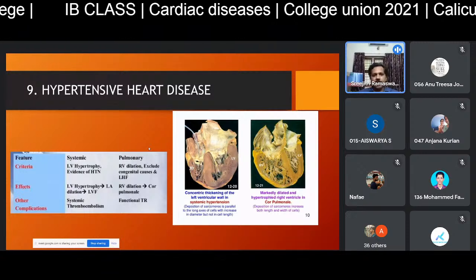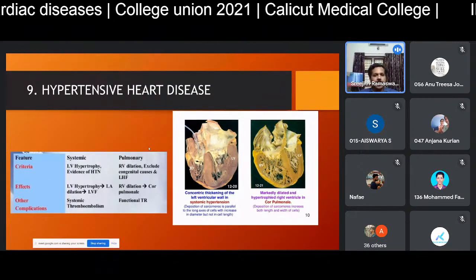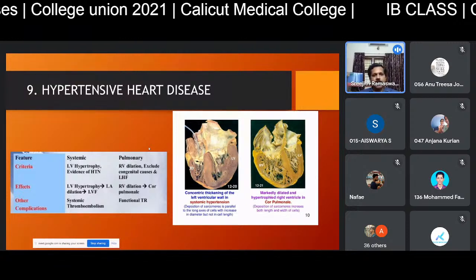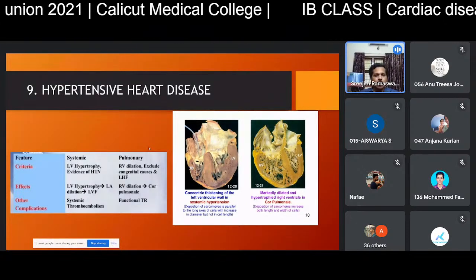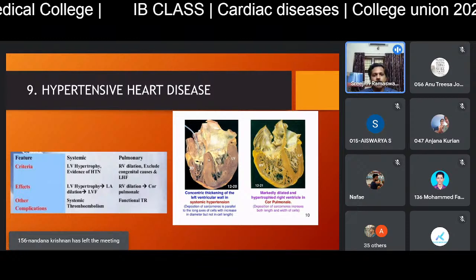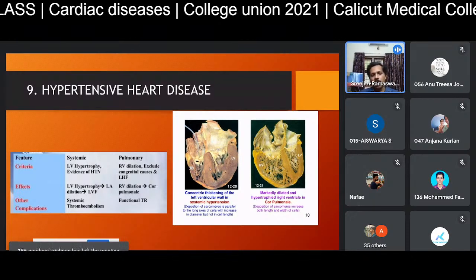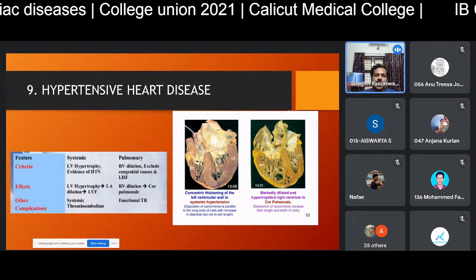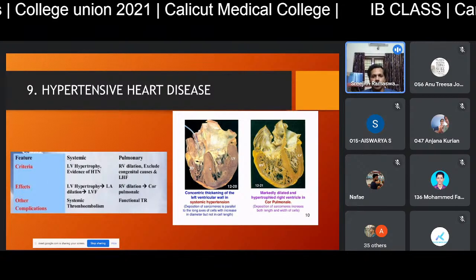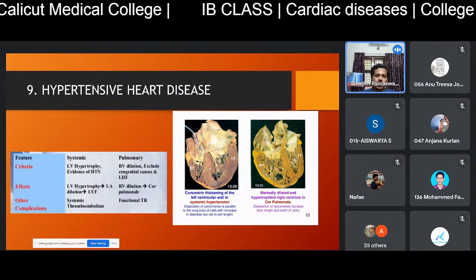Now coming to the next class, that is hypertensive heart disease. Hypertensive heart disease basically can be two types: one is systemic hypertension, as well as pulmonary hypertension. In this picture you can see what happens in systemic hypertension. There is a concentric thickening of the left ventricular wall. So it mimics something like an aortic stenosis or hypertrophic cardiomyopathy because of the concentric thickening of the left ventricular wall. So this is systemic hypertension.